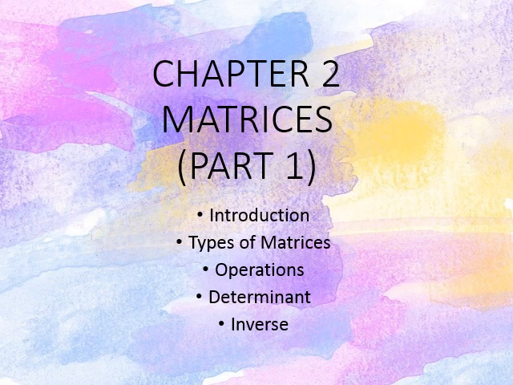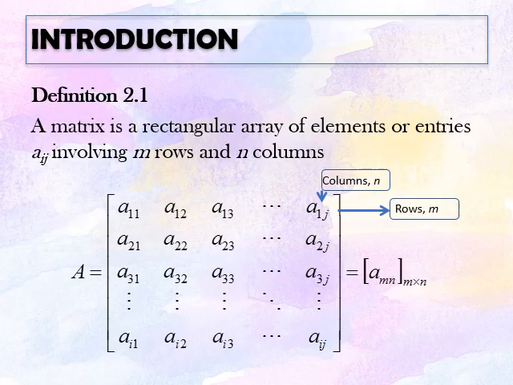So now we will go with chapter 2, which is matrices. This is part 1, which consists of introduction, types of matrices, operations, determinant, and inverse. For today's video, I'll just cover up to operations only. So what is a matrix actually? A matrix is a rectangular array of elements or entries Aij involving m rows and n columns.